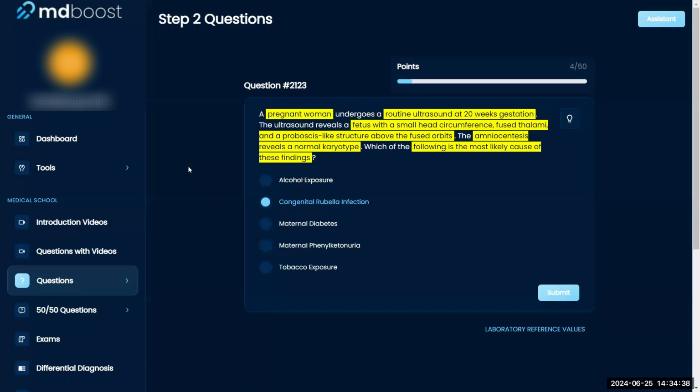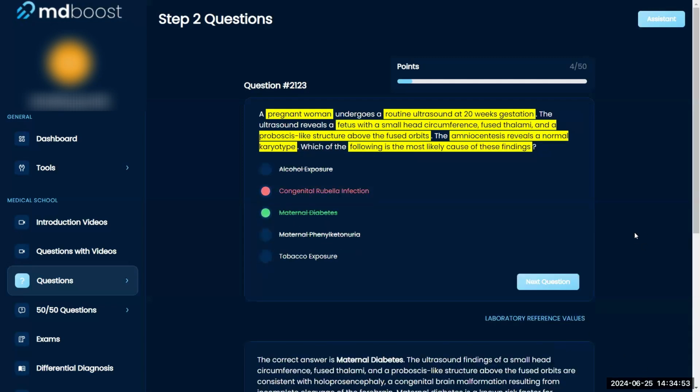Maternal diabetes, I don't really think that causes microcephaly. PKU, I don't think so either. And then tobacco exposure, I don't think so. So I guess B, but that's just going off of small head circumference.